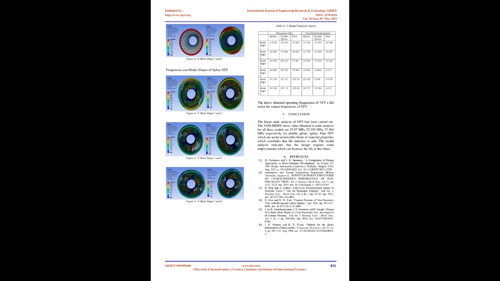The von Mises stress values obtained in static analysis for all 3 models are 53.97 MPa, 55.395 MPa, and 57.564 MPa respectively for spline, double spline, and pipe NPT, which are under the permissible limits of material properties, which concludes that the structure is safe. The modal analysis indicates that the design requires some improvements which can increase the life of the wheel.